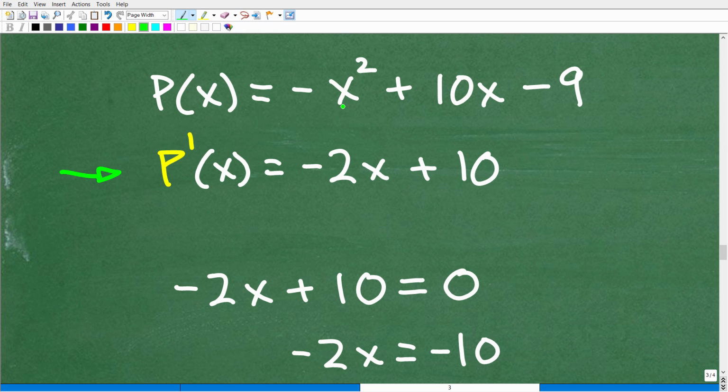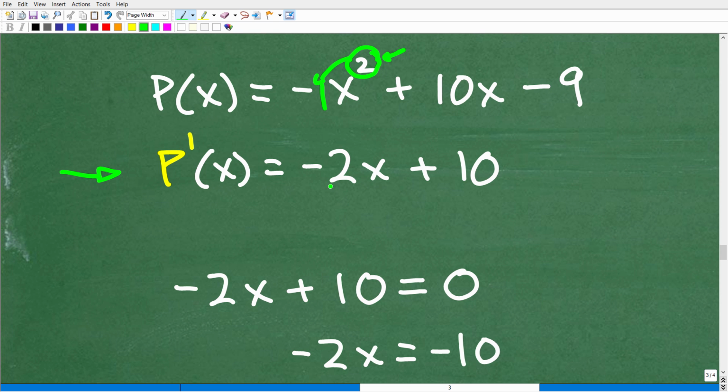Okay, so minus x squared plus 10x minus 9. We're going to take this little 2 right here and multiply it by this negative 1. That's really a negative 1. So 2 times negative 1 is what? Negative 2. And then we're going to take this x and decrease the exponent by 1. All right, so you see what I'm doing there?